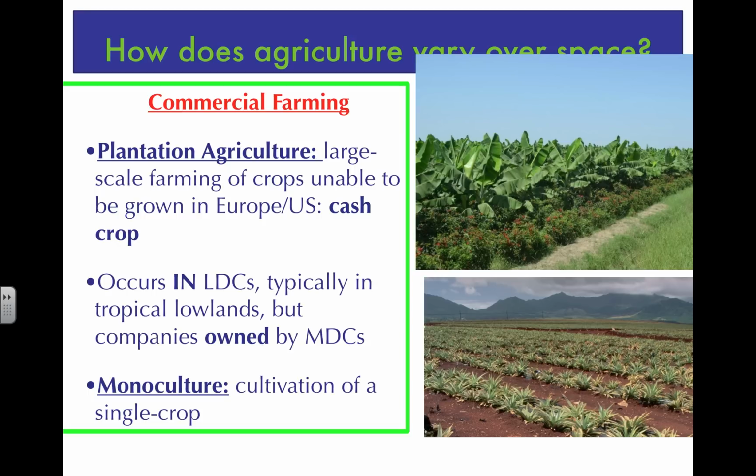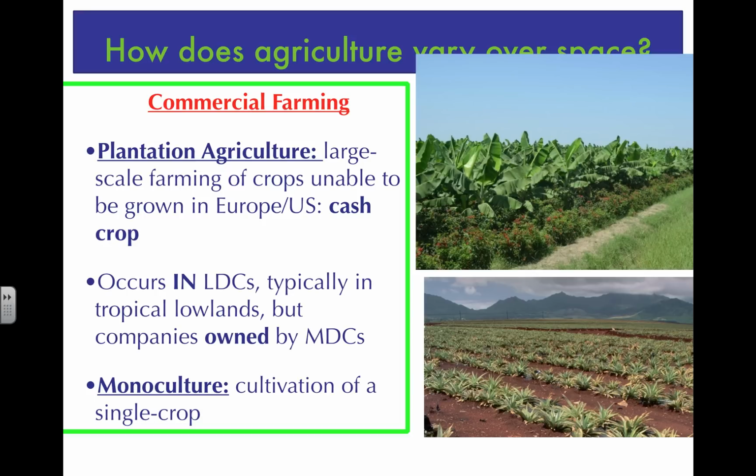I'm going to jump down to the third bullet point for a minute. Typically, this leads to what's called monoculture, the cultivation of a single crop. So rather than a farmer growing multiple crops, the farmer is going to focus on the type of crop that's going to generate the greatest profit and be sold back to the MDCs. As I mentioned, this occurs in lesser developed countries of the world, typically in the tropical lowlands, so that equatorial region that we've discussed already for shifting cultivation.